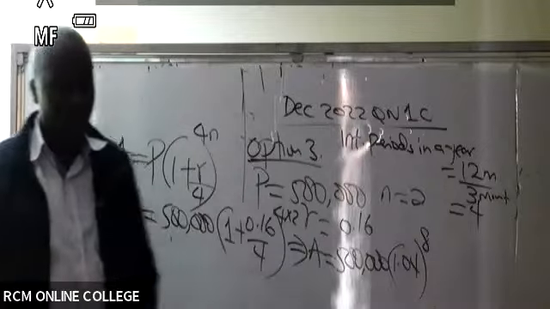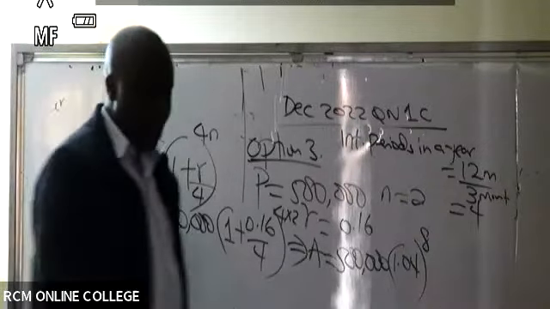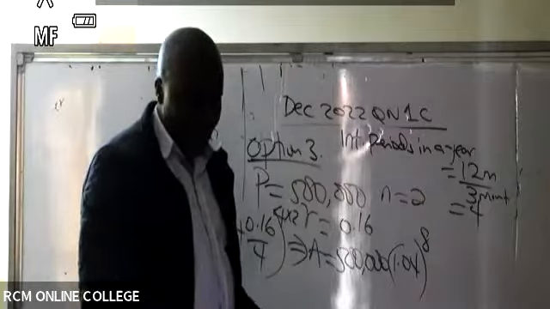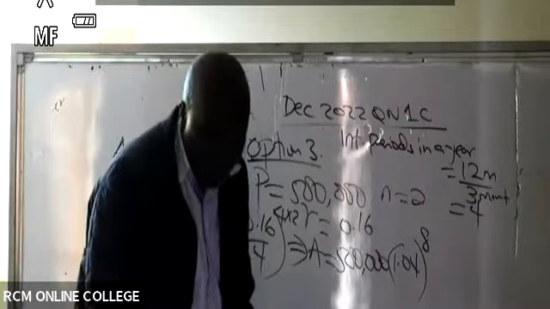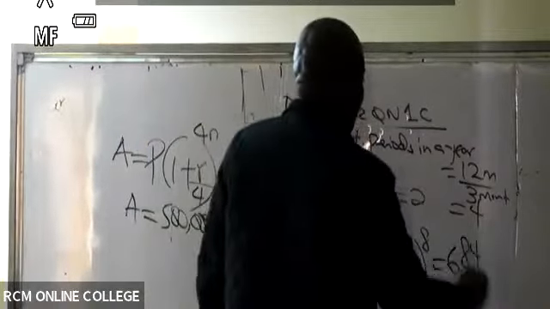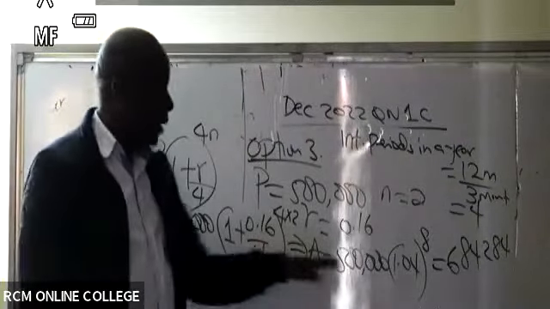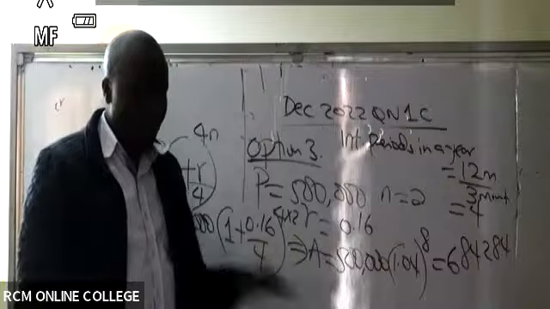in this case here, tell me what is the final answer here? What is the amount? So according to Felix, it's 684,284. And remember, you had pumped in how much at the beginning? 500,000.